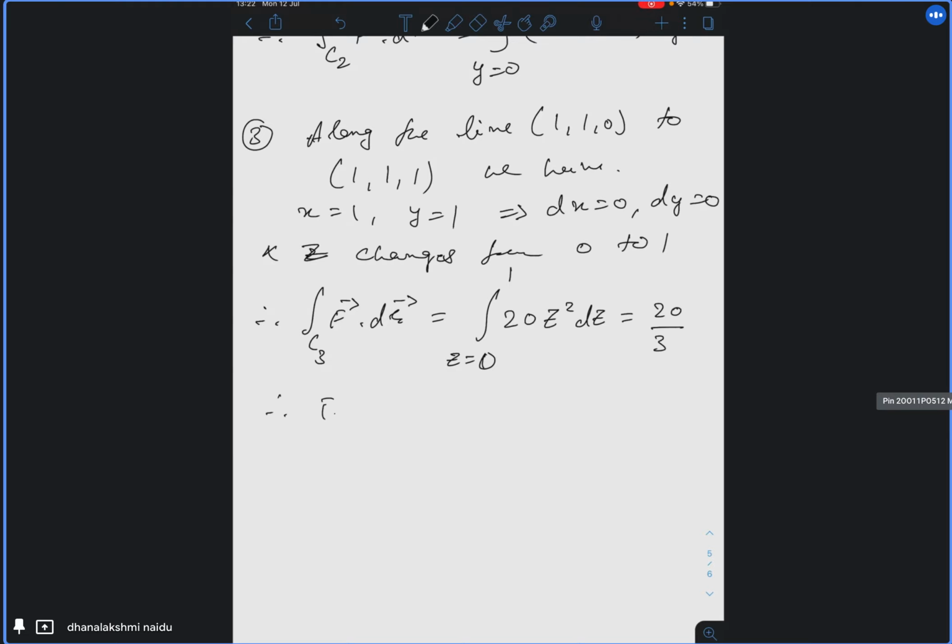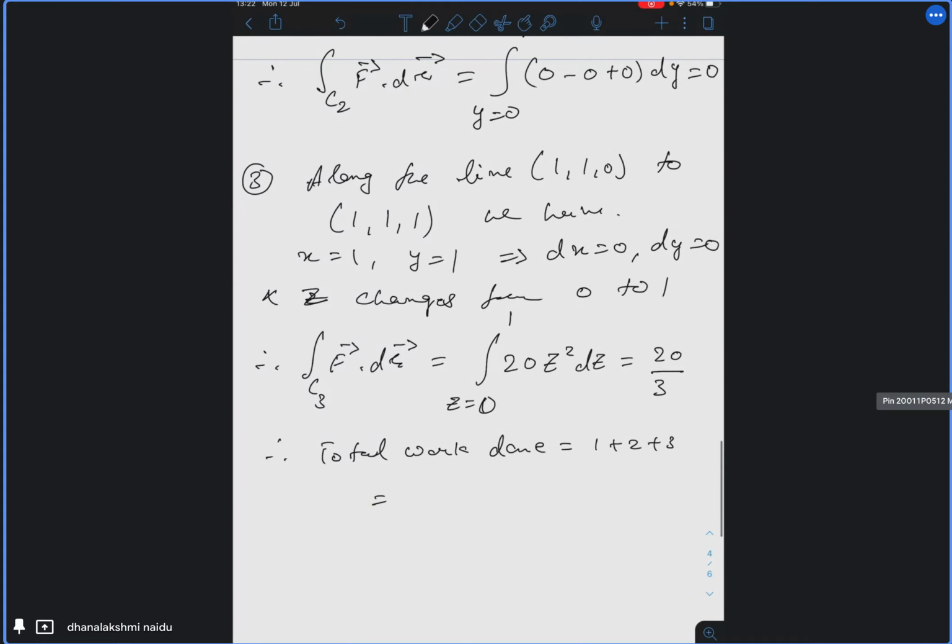Therefore, total work done will be equal to 1 plus 2 plus 3. How much you got for 1? 1. For 2 it is 0. 1 plus 0 plus 3 is 20 by 3. So on simplification you will get 23 by 3. This is the answer. Understood?